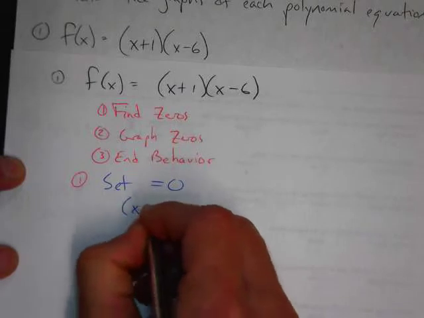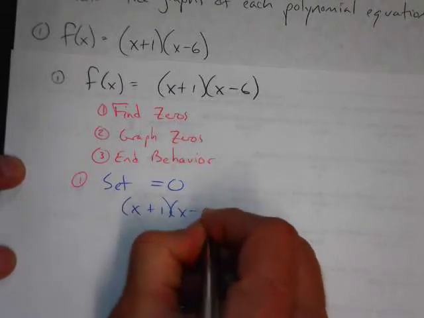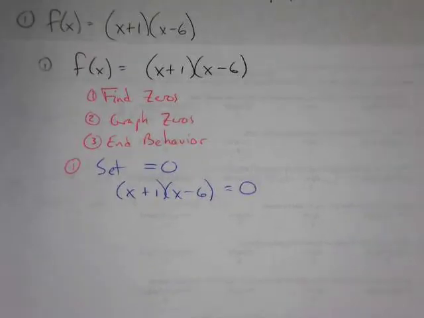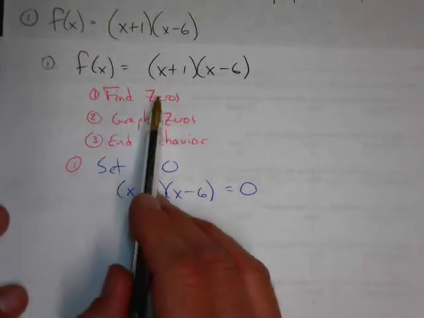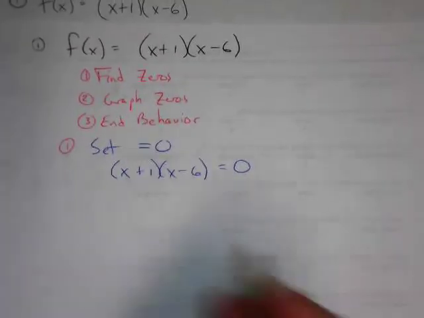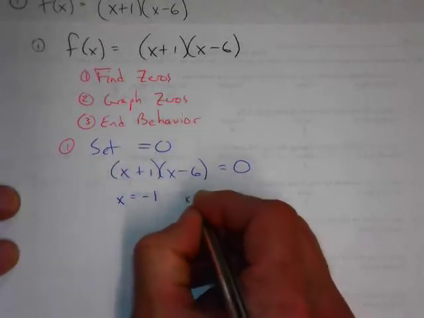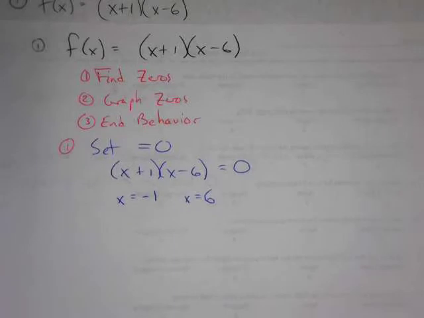So we'll set (x + 1)(x − 6) equal to 0. All right, so that's how we're going to find the zeros. So step number 1, find zeros. Hopefully by now you've identified them as x equaling −1 and x equaling positive 6. So that's step number 1. Find the zeros, and we do that by setting it equal to 0.